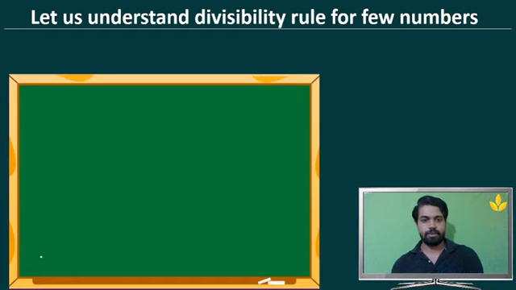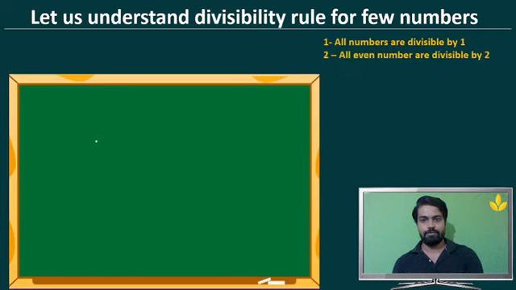So we have to check the rule for numbers from 1 to 9, and including 10 and 11. For 1 there is no rule because all numbers are divisible by 1, and for 2 we can easily say all the even numbers are divisible by 2, right? And for 3, the digital sum must be divisible by 3. What do you mean by digital sum?